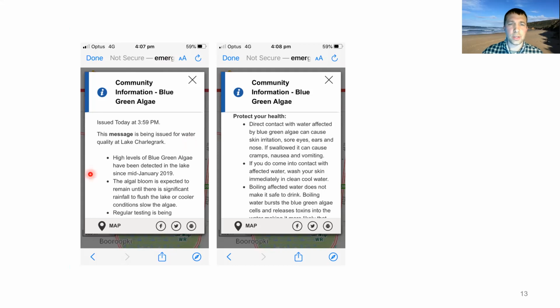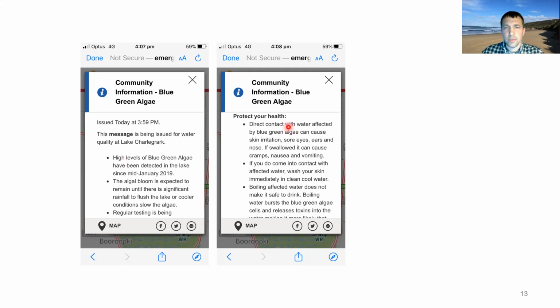This is an alert I received a year or two ago, and I thought I'd take a screenshot of it because it's quite relevant to this unit. And essentially, this alert is informing the public that the water quality at Lake Charlegrark, that's a tough one to say, is quite poor. And that's due to a blue-green algae bloom.